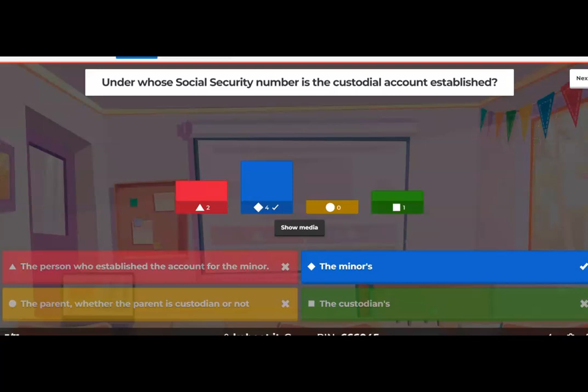It is the minor's. In a custody account under the Uniform Gift to Minors Act, UGMA, or the Uniform Transfer to Minors Act, UTMA, it is the minor's property and an irrevocable gift, and as the minor's property, the account is under the minor's social security number, which also means any taxes on the investment income are the minor's taxes.